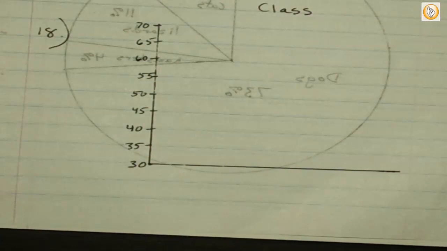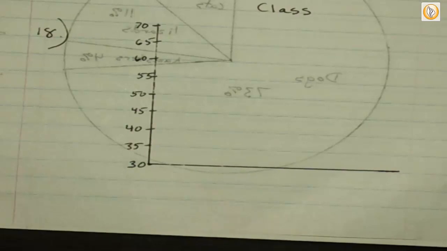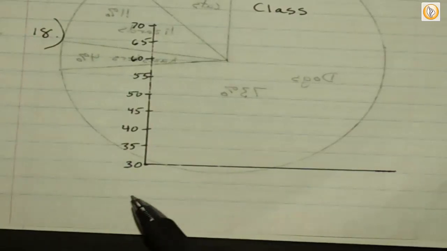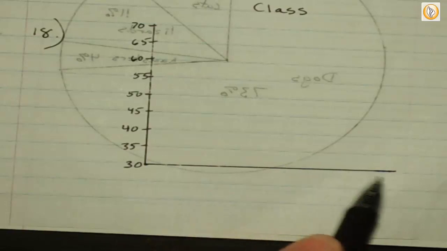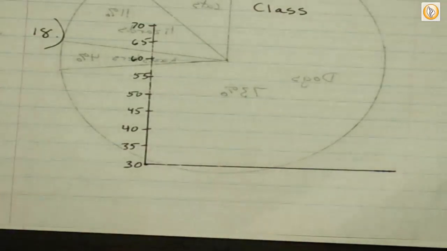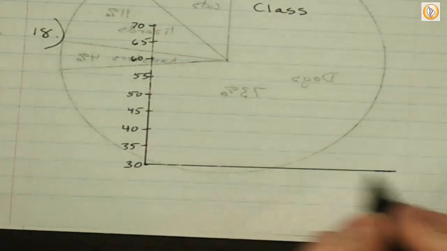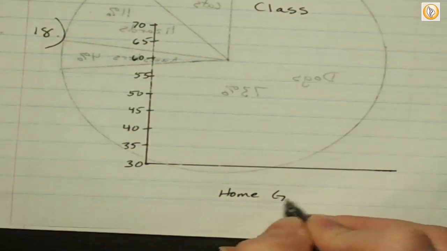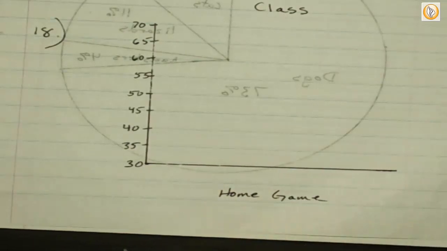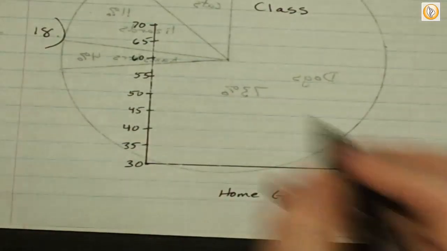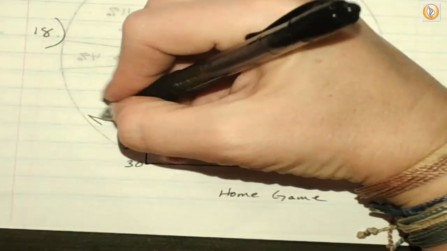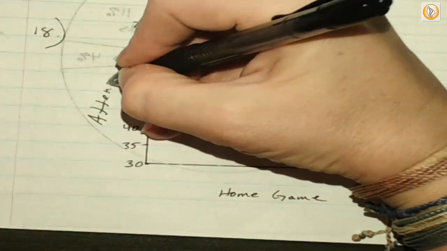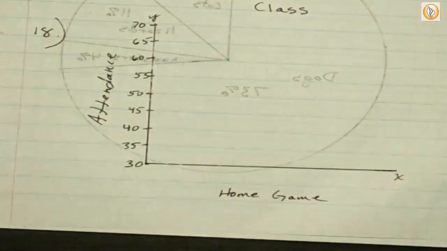All right. Now, if you notice, it says home game X. So let me ask you, pre-algebra students, which is the x-axis, the horizontal one or the vertical one? That's right. This would be your x-axis. So down here, they're telling you to put the home game. Attendance, it says, is y. This is your y-axis. So if this is x and this is y, then attendance is going to be right there.